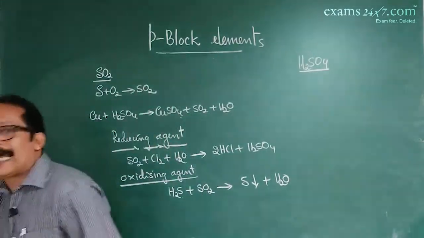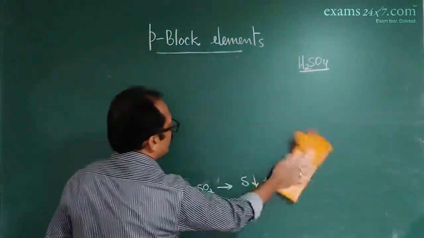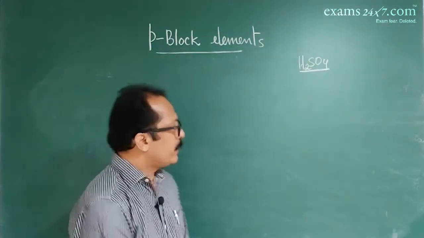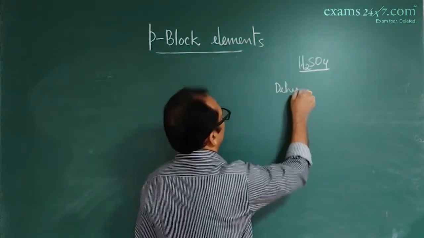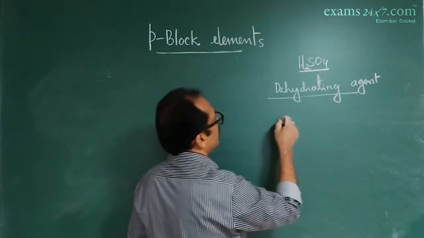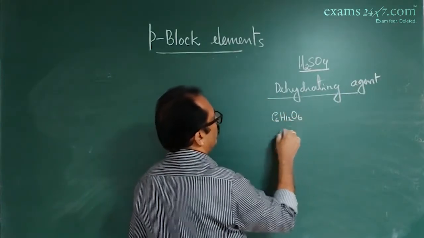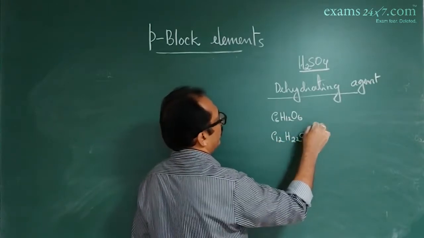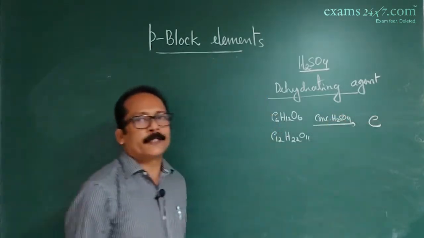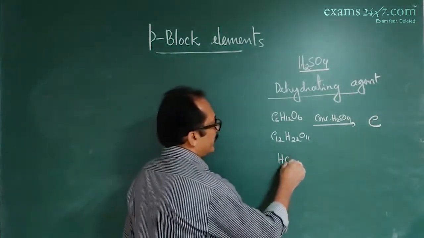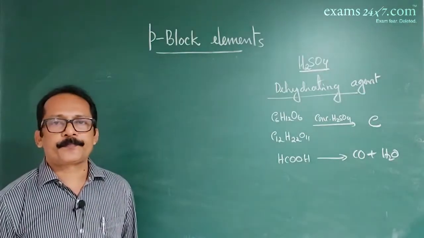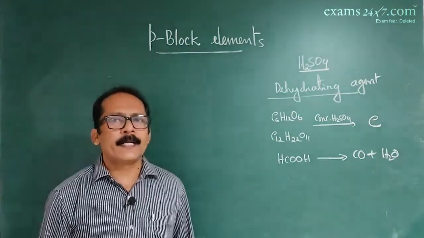Sulphuric acid is an example for dibasic acid. There are two replaceable hydrogen atoms. It acts as a very good dehydrating agent. Now, about the dehydrating property of sulphuric acid. When glucose or sucrose, C12H22O11, is heated with concentrated sulphuric acid, sugar charcoal is formed. Or when formic acid, HCOOH, is heated with sulphuric acid, carbon monoxide gas is liberated. This shows sulphuric acid acts as a very good dehydrating agent.